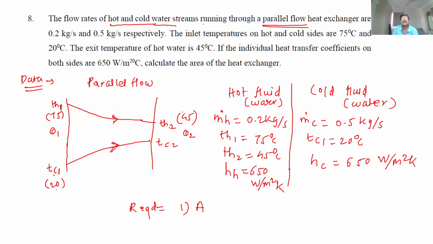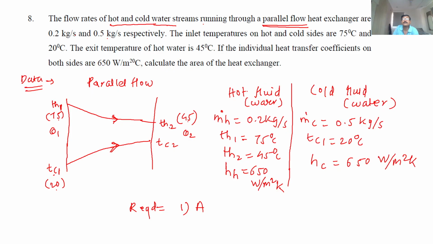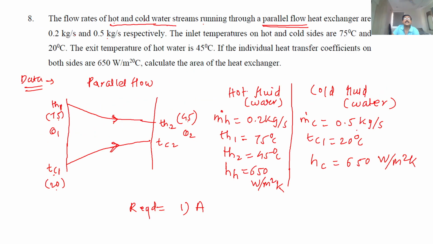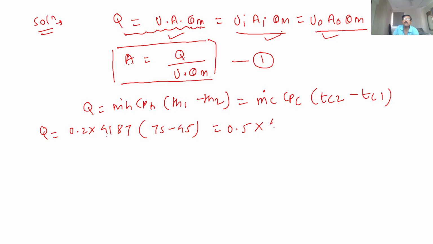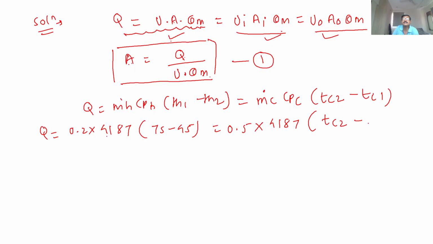Then TH1, what is TH1? 75. What is TH2? 45. 75 minus 45 is equal to m dot c. What is m dot c? 0.5 kg per second into Cpc. I think both hot and cold are water, meaning the hot fluid is also water and the cold fluid is also water. So again 4187. Tc2 is unknown, that is not known to you. Tc2 unknown minus Tc1. What is Tc1? 20. Okay, I will solve this first.